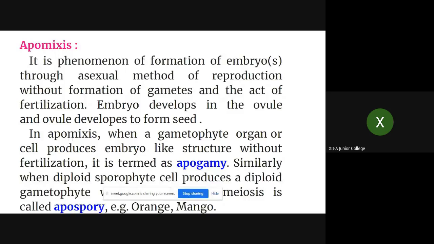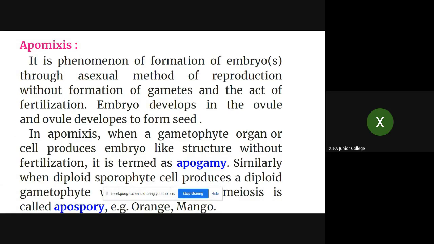Now, next is what? Apomixis. It is the phenomenon of formation of embryo or embryos through a asexual method of reproduction without formation of gametes and the act of fertilization. The embryo develops in the ovule and the ovule develops to form the seed. Now, there are two important points we need to remember in this case. In apomixis, mixis is what? Nothing but mixing. What and how it takes place, that you have to remember.